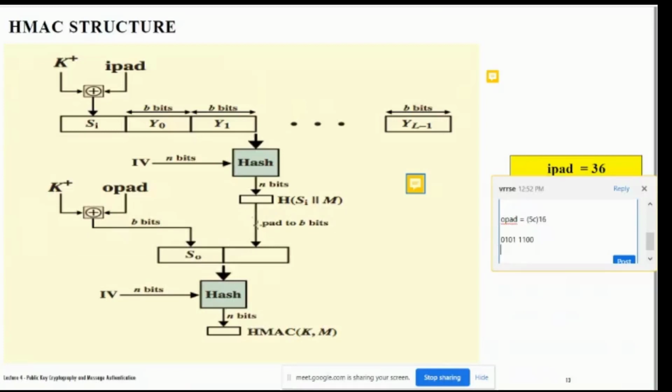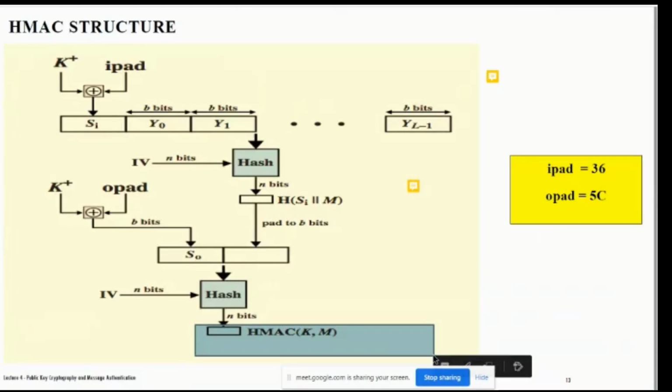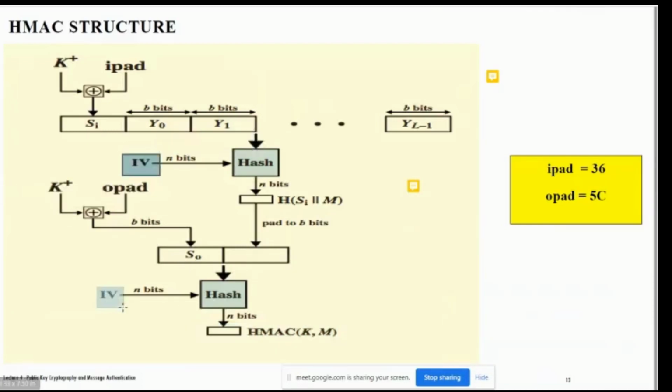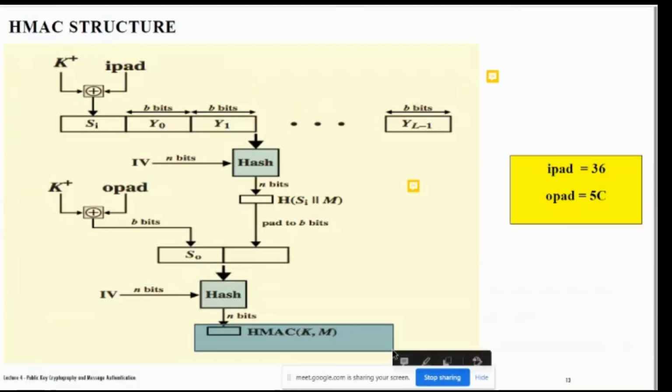Whatever output I got from here is going to be my message. Again, I'm going to send it into the hash function, and the same key I'm going to use. Finally, whatever you get is going to be your HMAC value. So this algorithm runs only two rounds. In the first round, with your message, you add S1 or SI. In the second round, you add S0. You use a key here and the same key here. Finally, whatever output comes is your HMAC value.